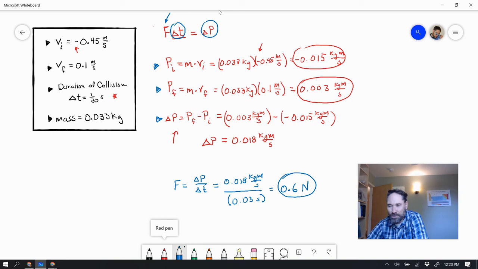Now, it's not a very large force. And the reason it's not a large force is that it's not a very large car, right? It wasn't in contact with the wall for very long. And so this is what we get.